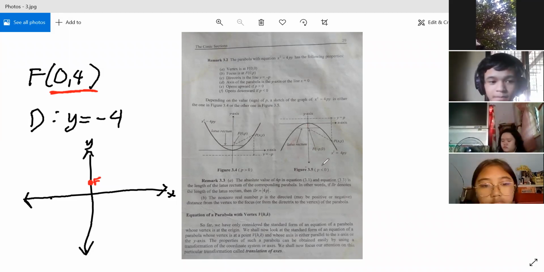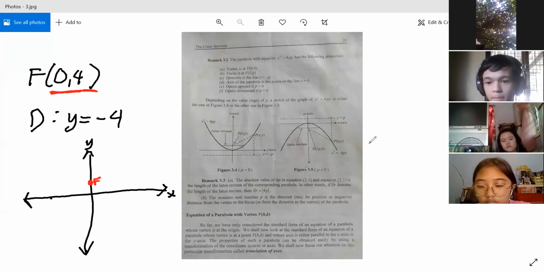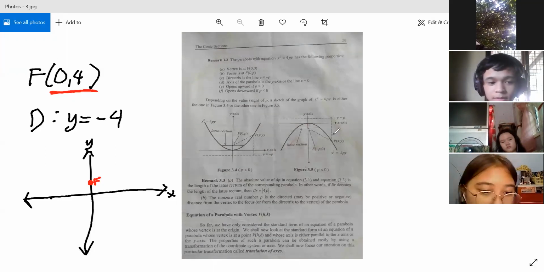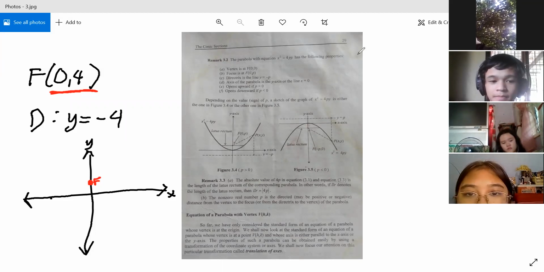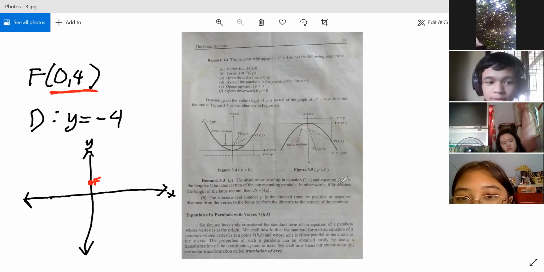Directrix is a line, right? It should be the dotted line. Kindly sketch your directrix. Can you try to press the annotate button? Can you annotate in the upper center portion?